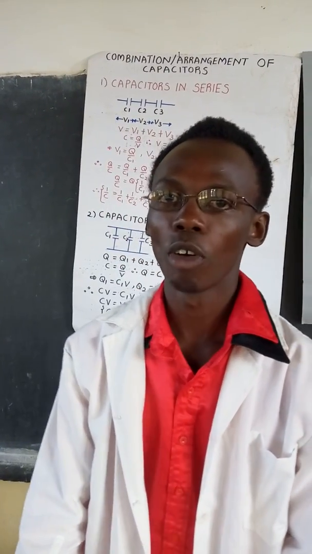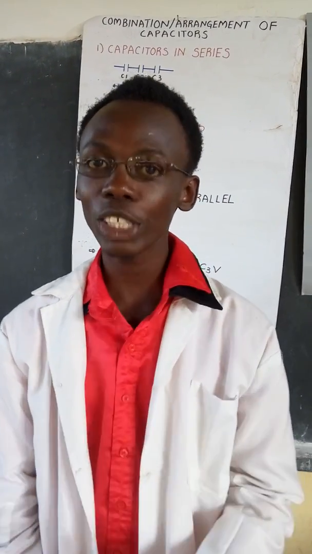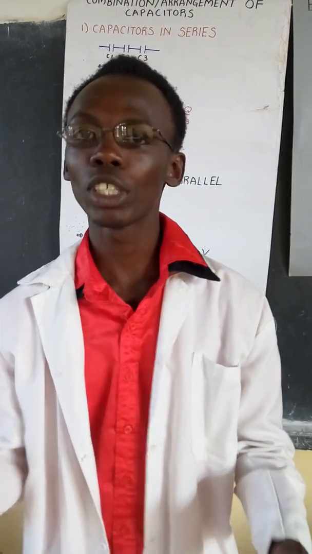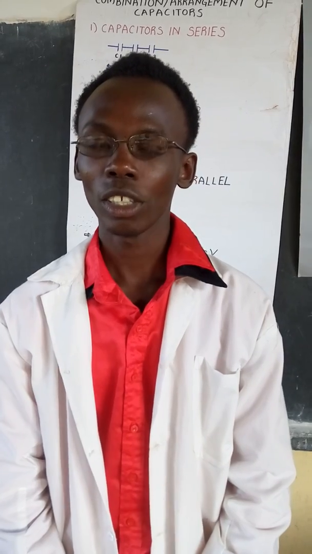Dear students, we are going to discuss capacitors. What is a capacitor? A capacitor is an electrical device which is used to store electric charge. A capacitor uses its plates so as to store electric charge. A capacitor has two plates, plate 1 and plate 2. In these plates, we are going to store electric charge.